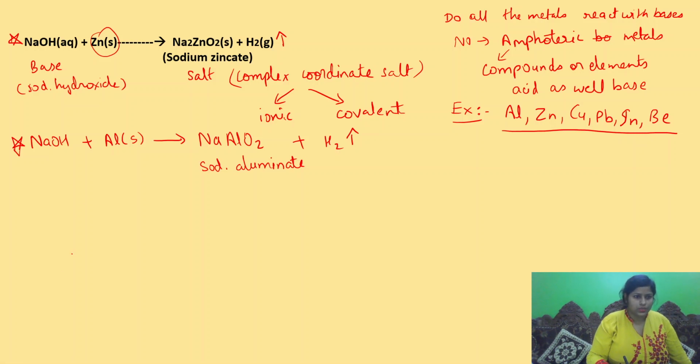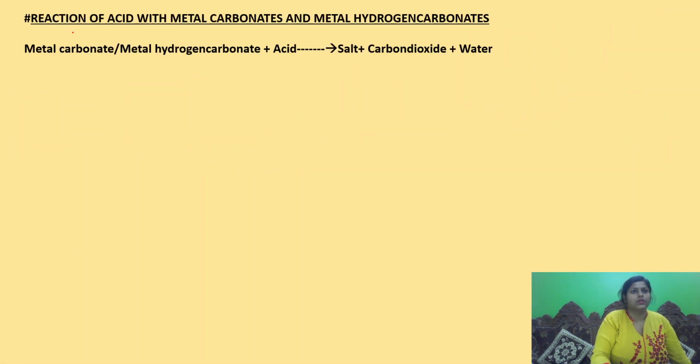Now we can take another type of reaction. The reaction of acid with metal carbonates and metal hydrogen carbonates. Now you should know the name of certain metal carbonates like Na2CO3. This is a metal carbonate, and NaHCO3. This is metal hydrogen carbonate, right? So we will take up these two and we will take any of the acids. We can take the easiest one, HCl, aqueous.